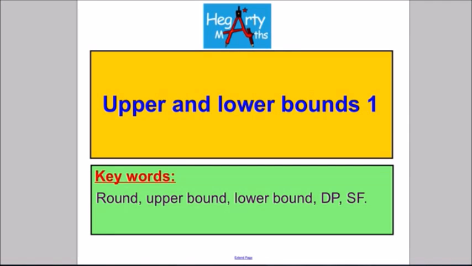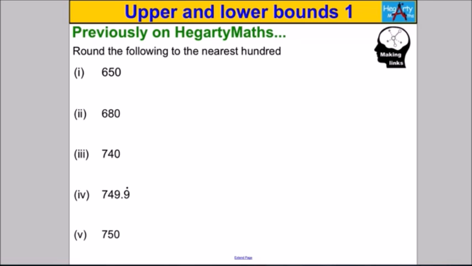It's Mr. Hegarty here, and in this video we're talking about upper and lower bounds. Previously on Hegarty Maths we've learnt how to round to the nearest hundred. Pause the video and try these examples. It's very important you do that. Round the following to the nearest 100.